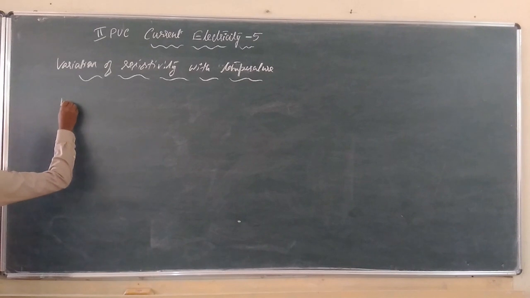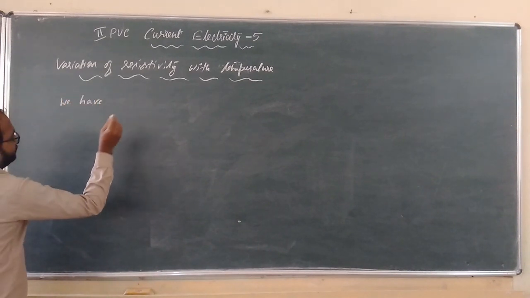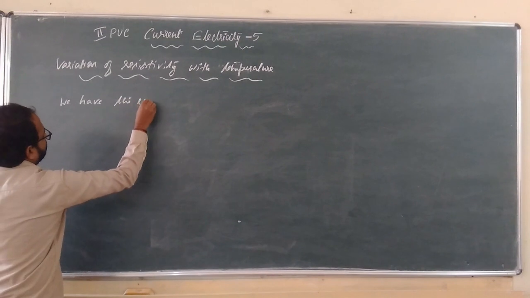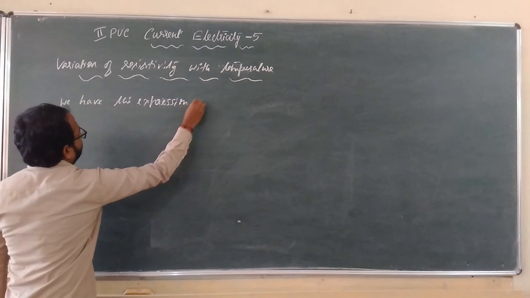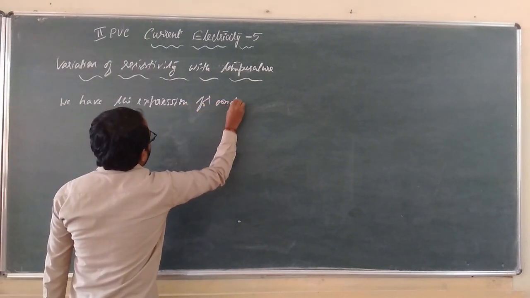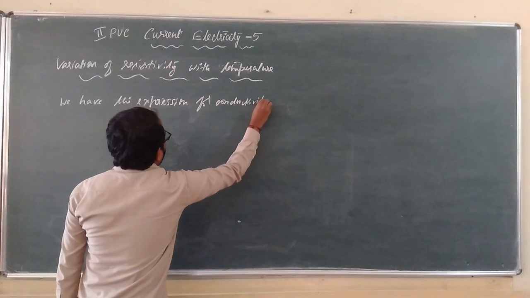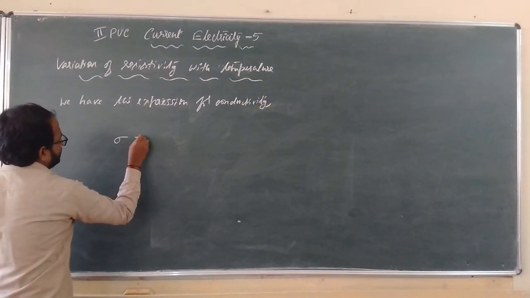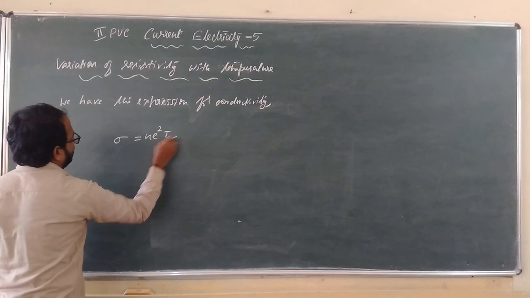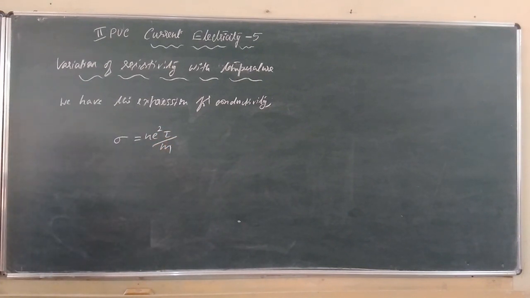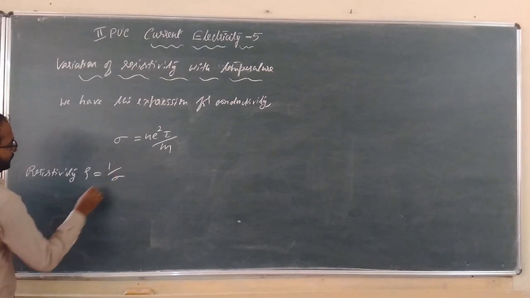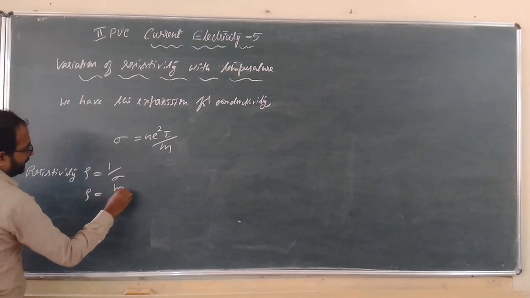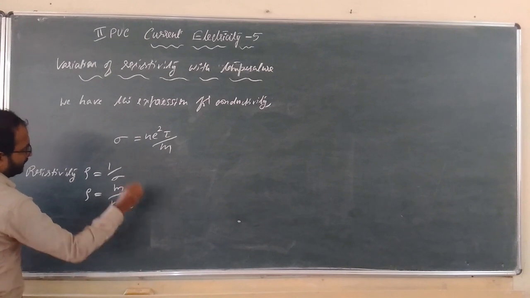We have the expression for the conductivity of a material: sigma is equal to n e square tau by m, right? So what about the resistivity then? Resistivity is the inverse of conductivity, therefore rho is equal to m by n e square tau.